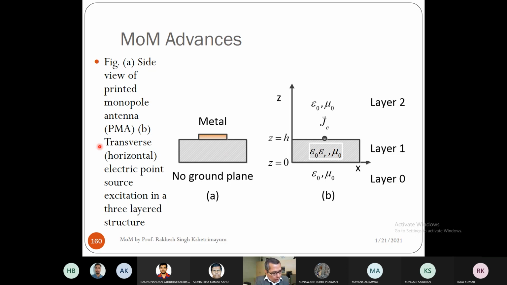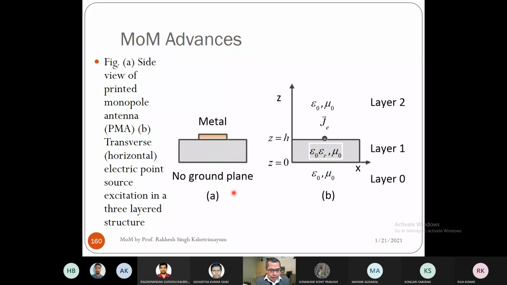So those kinds of antennas are called printed monopole antennas, where you don't have a ground plane here. You just have a substrate. It could be FR4, could be Rogers substrate, any kind of substrate. You print a metal on that, with different structures depending on the antenna you are designing. So you have a metal layer here, you have a substrate layer here. Above this you have free space. Below this also you have free space.